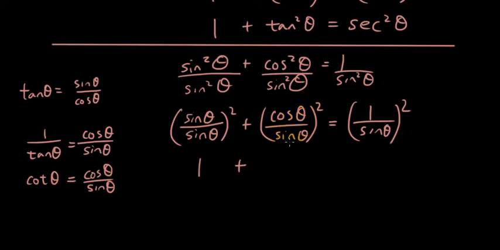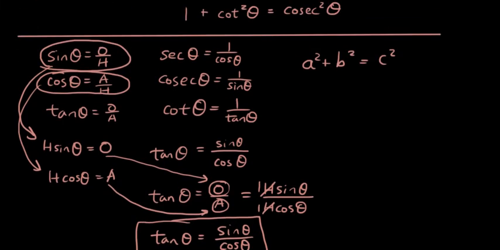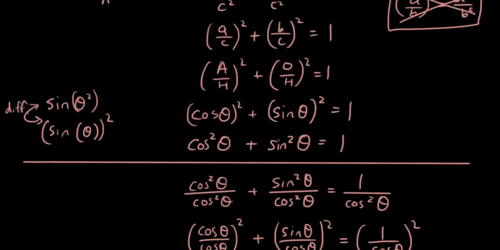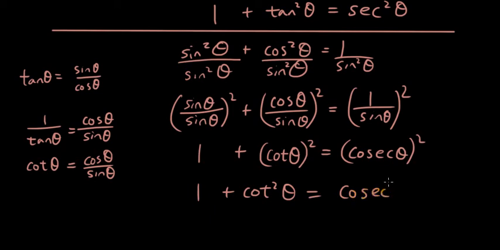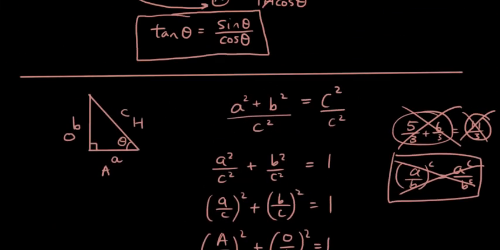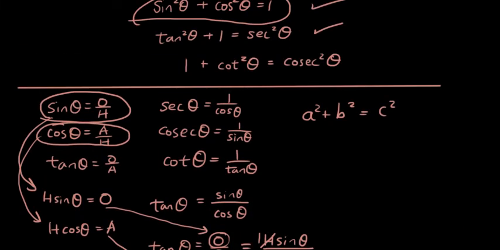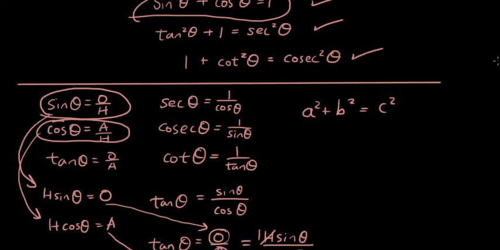So I can rewrite this as cotangent theta squared equals 1 over sine theta is equal to cosec theta. So cosecant theta squared. And then I can rewrite this as 1 plus cotangent square theta equals cosecant square theta. So that is the third trigonometric identity that we have proven today. 1 plus cotangent square theta equals cosecant square theta.